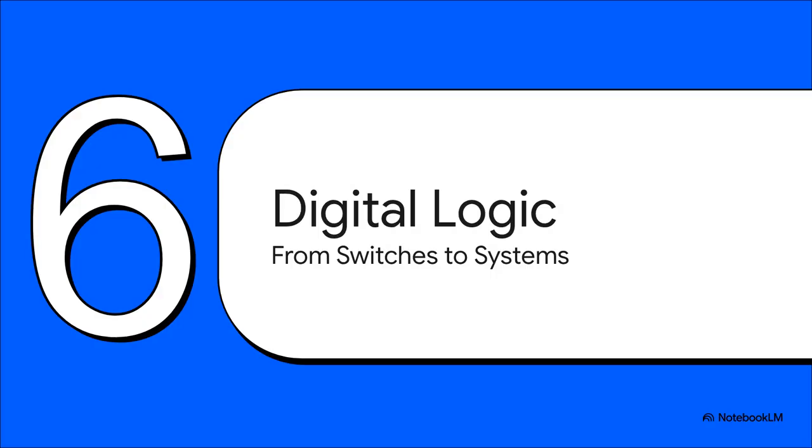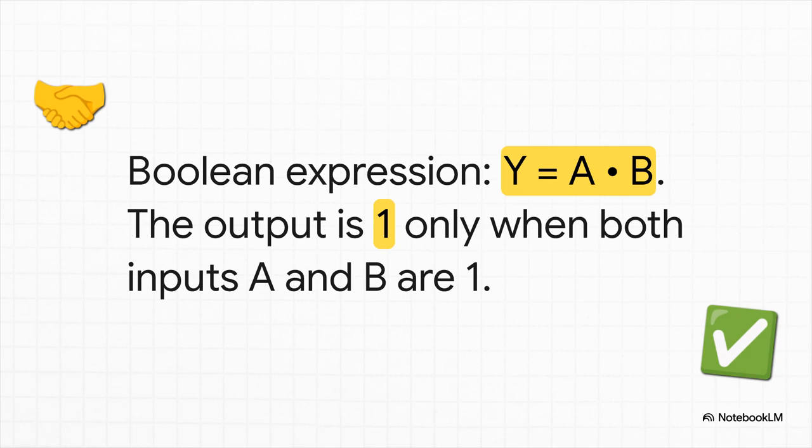So, now we have it. A microscopic, lightning-fast switch with no moving parts. What can we do with that? Well, by saying that on represents the number 1 and off represents the number 0, we have just created the physical building block for all digital information. This is the leap from physics to computation. Now we can start combining these transistor switches to create simple decision-making circuits. We call them logic gates.